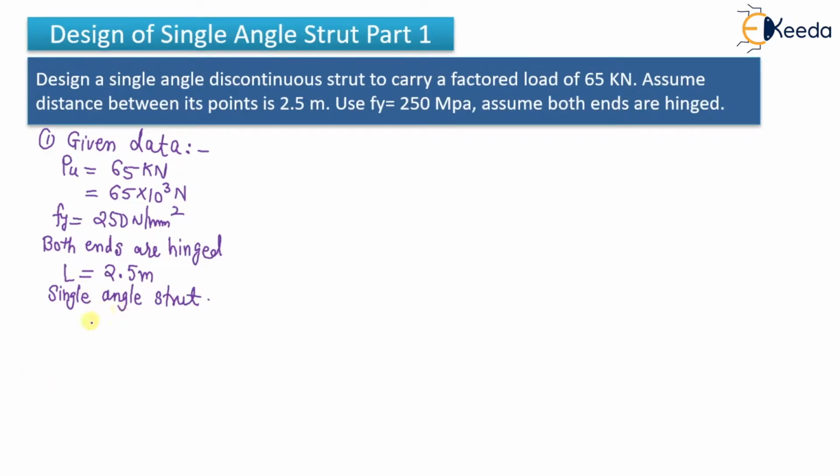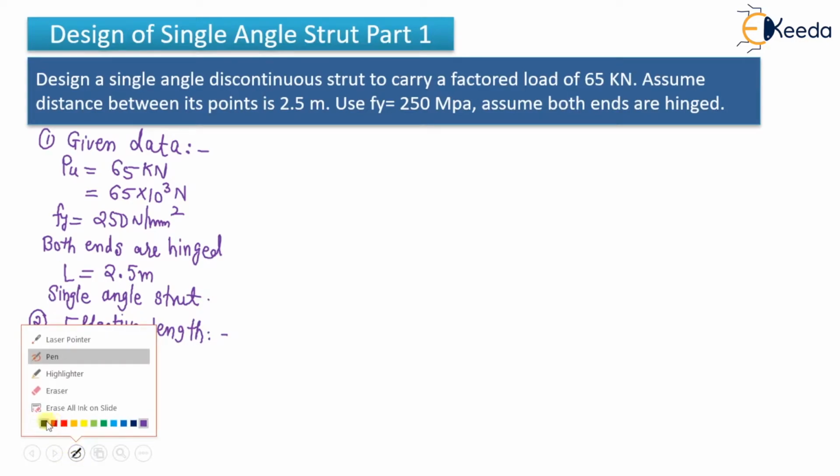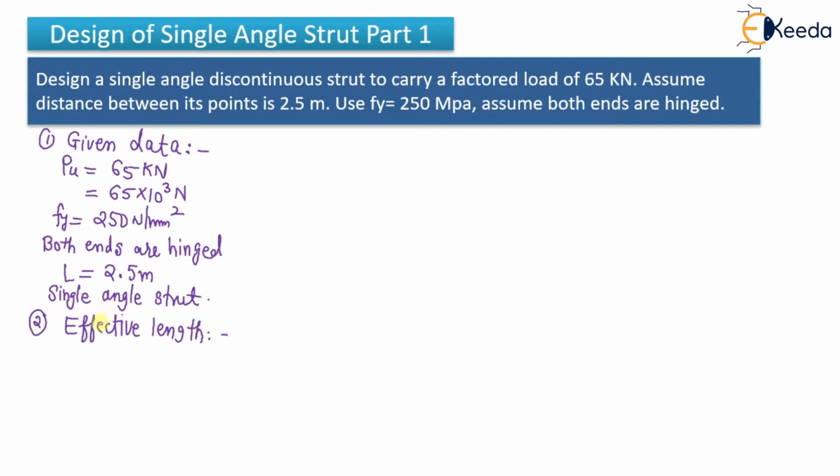Now let's find out the next step, that is effective length. I have given you the steps. Effective length. So what is the formula for effective length? That I will show you. See, the effective length is given generally by LE or K into L. So K value will be 1 because both ends are hinged, and L value is 2.5, so it will be 2.5 meter only.